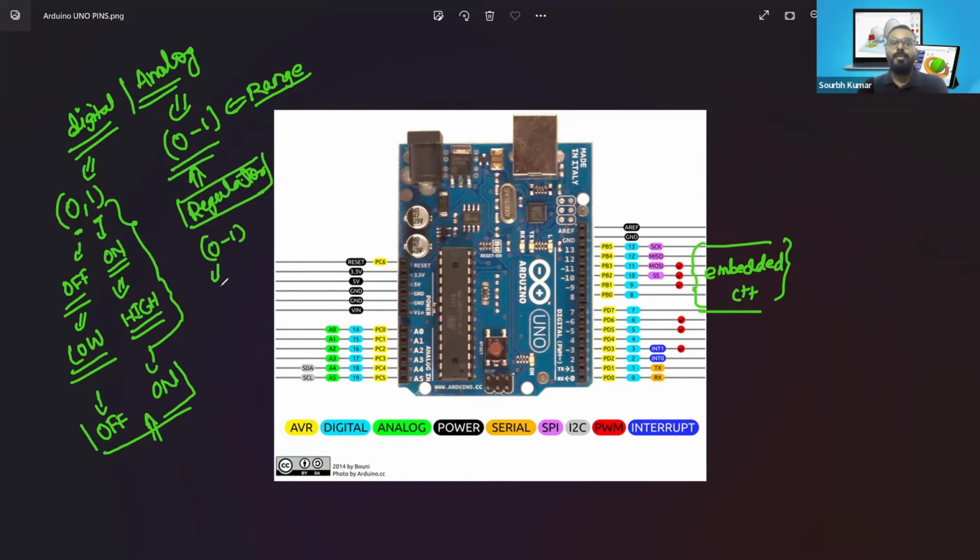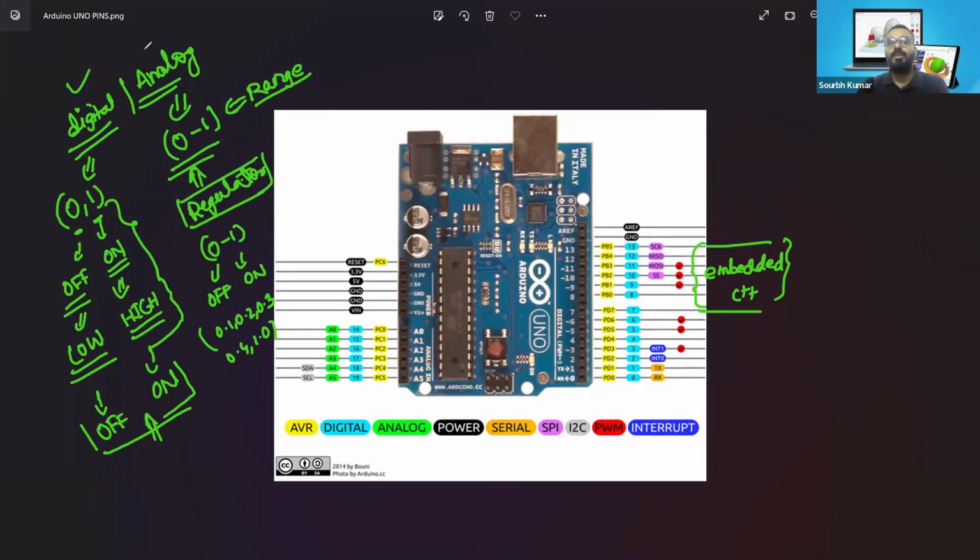So 0 here represents the off condition, and 1 will represent the on condition, but we will also get some values in between, like 0.1, 0.2, 0.3, 0.4 up to 1.0, right? So these values can be controlled using the analog function.